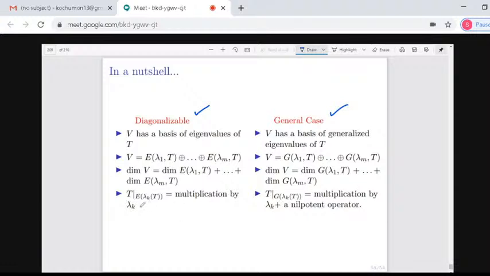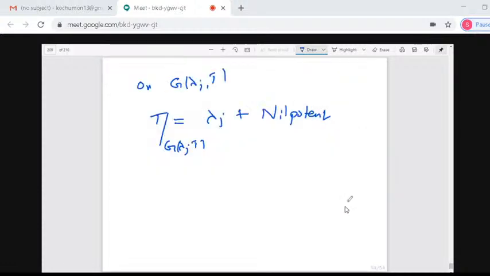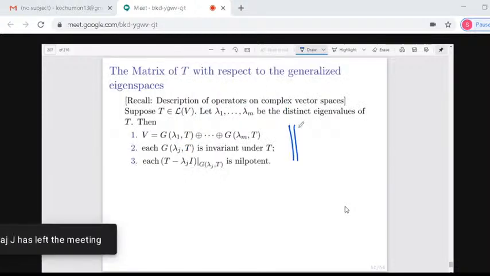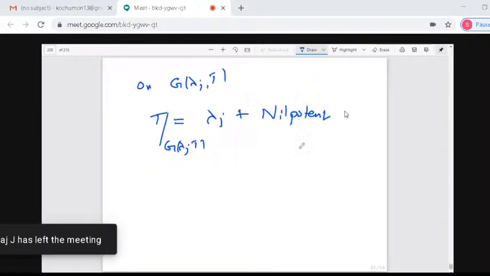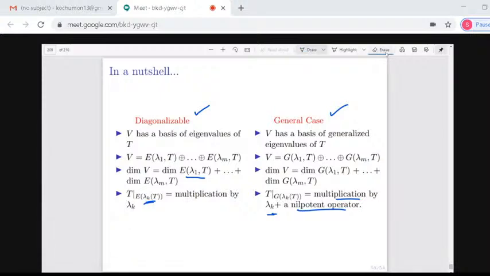Now, T restricted to your eigenspace E lambda K T is nothing but multiplication by lambda K there, because it's an eigenspace. Similarly, T restricted to G lambda K T is nothing but multiplication by lambda K plus a nilpotent operator. That is what I tried to explain here. This theorem, if you understand, that is what. So the conclusion of this talk is that when it is not diagonalizable, you can get this, similar to what we had here, but with generalized eigenvalues.